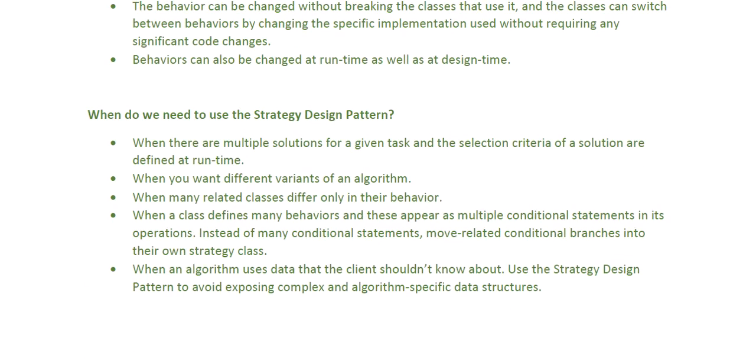When do we need to use this strategy design pattern? When there are multiple solutions for a given task and the selection criteria of a solution are defined at runtime, as I already explained, then you should go for this strategy. When you want different variants of an algorithm, when you have multiple solutions to perform an operation, when many related classes differ only in their behavior, when a class defines many behaviors and these appear as multiple conditional statements in its operations. Instead of many conditional statements, move related conditional branches into their own strategy class.